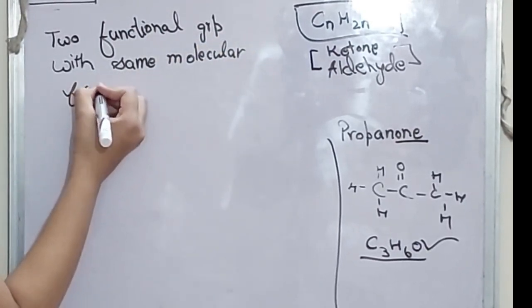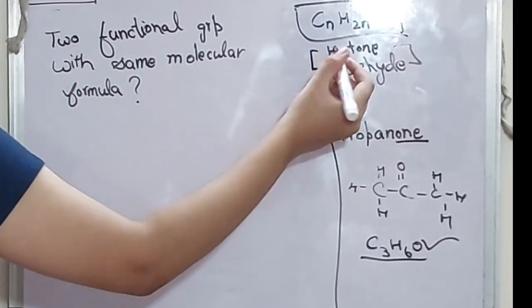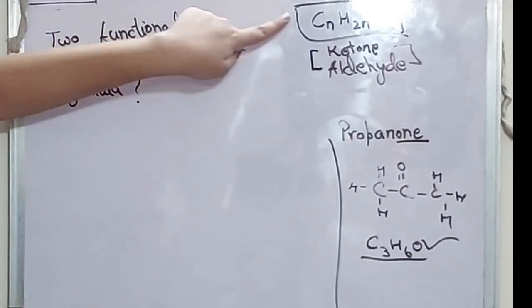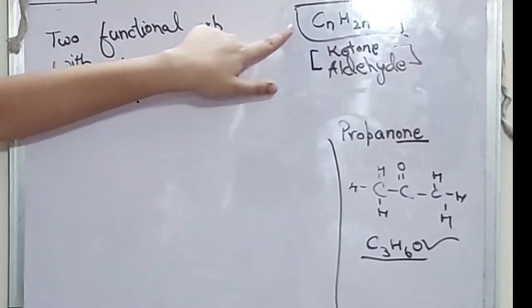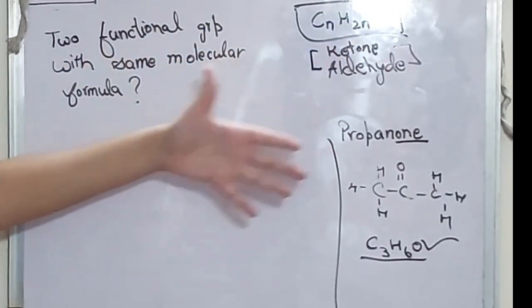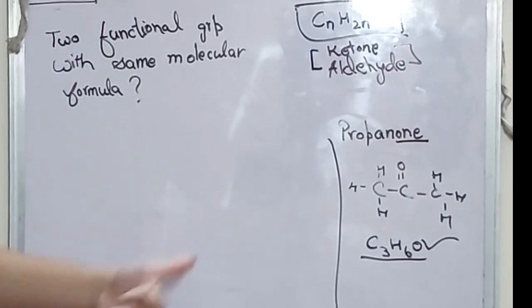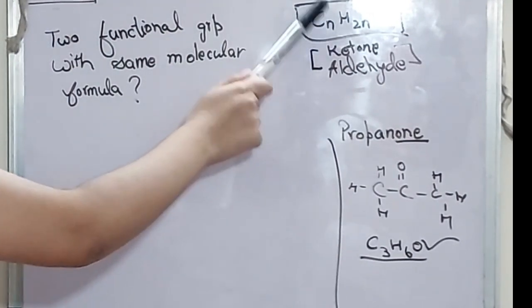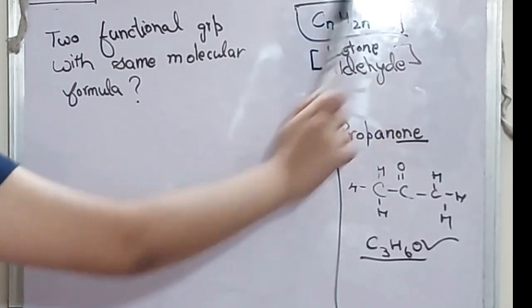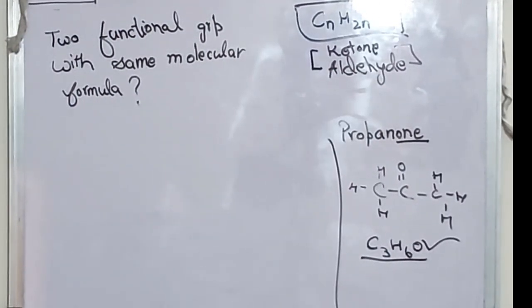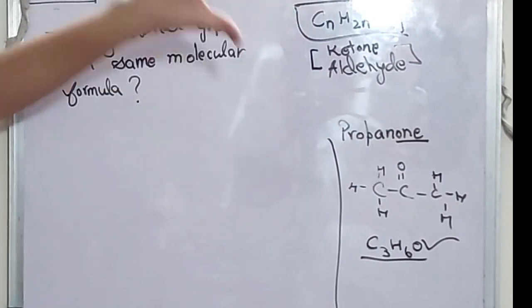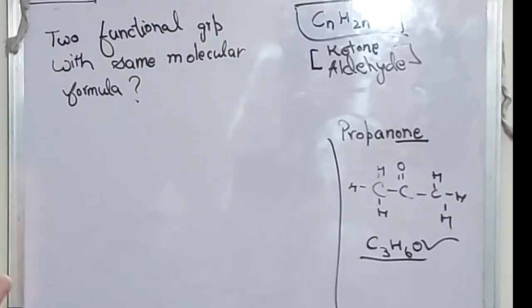So how will you answer? You will tell them that ketone and aldehyde are the two functional groups which have the same molecular formula, and you will write this formula as well, CnH2nO. And you can do this example as well, like I did here with propanal and propanone. You can do it for any, and you will find that the molecular formula is the same, both in ketone and aldehyde. This can be the kind of question they can ask you related to the same molecular formula of ketone and aldehyde.